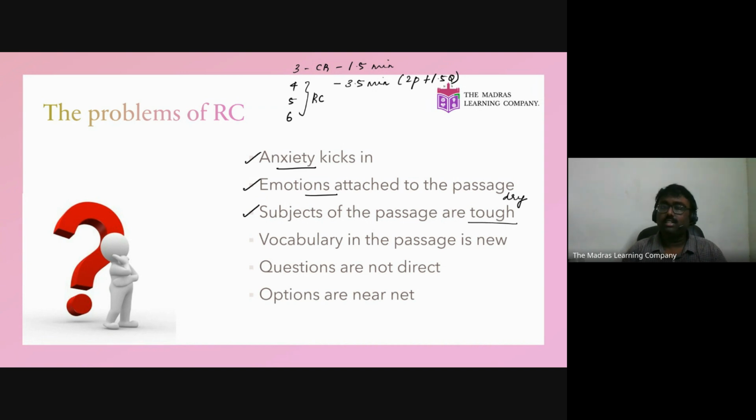Yeah, so it's not always an easy passage, you will see. You will face passages that are tough. You will face passages that are slightly demanding in terms of understanding, right?